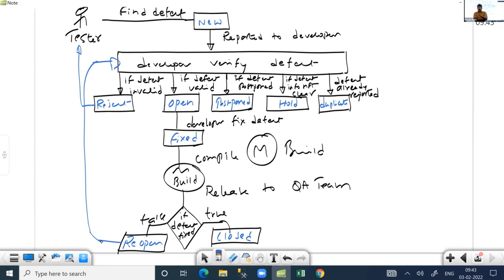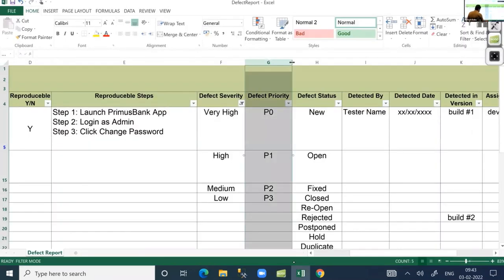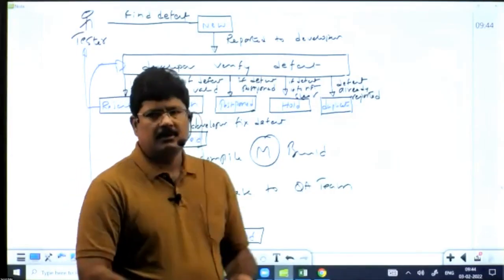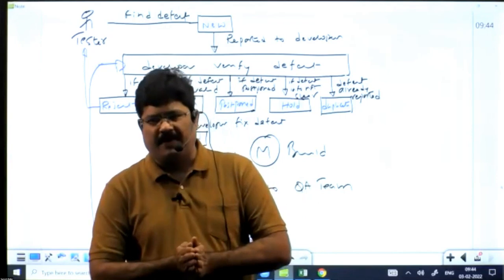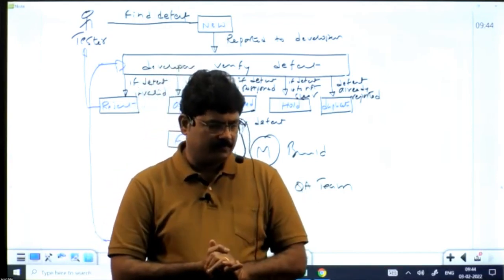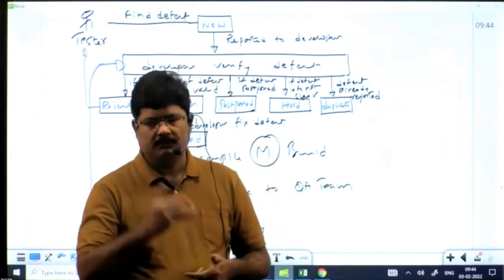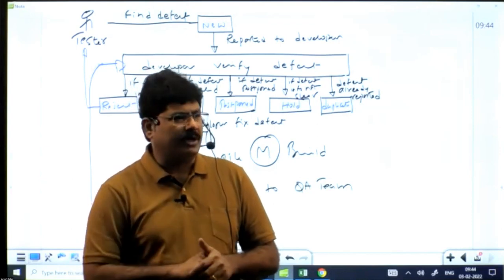Continuation. Once all defects are fixed, the developer compiles a modified build and releases it to the QA team. Next paragraph. What do we do now? First we do retesting, then we do regression testing.